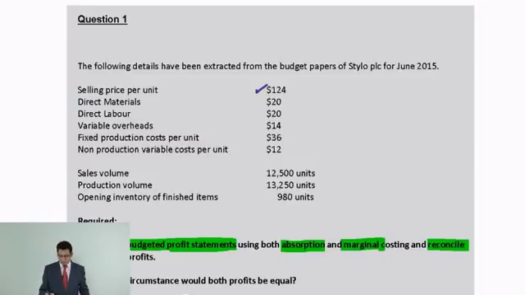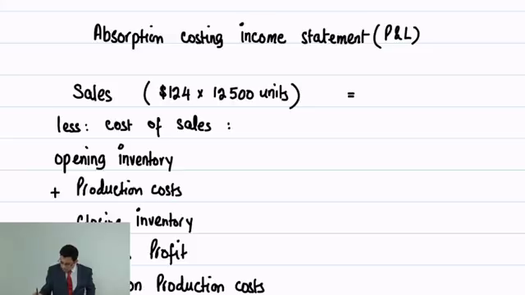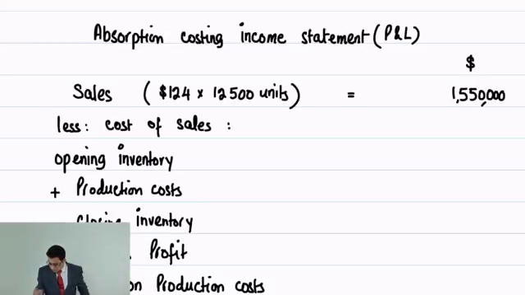Selling price is 124 and units sold are 12,500. So 124 times 12,500 units. Here are the sales revenues: $1,550,000. Is it okay? Right?